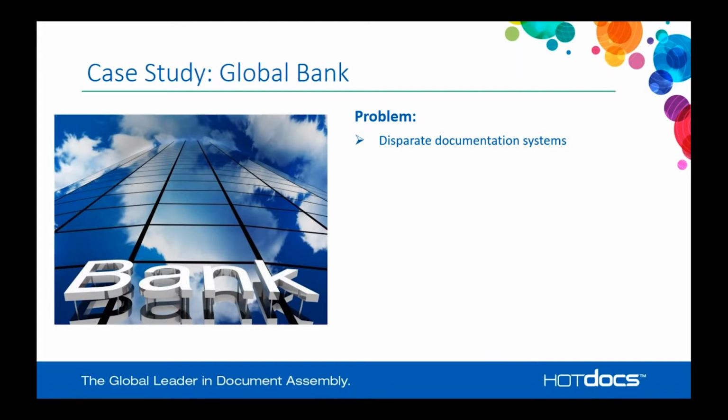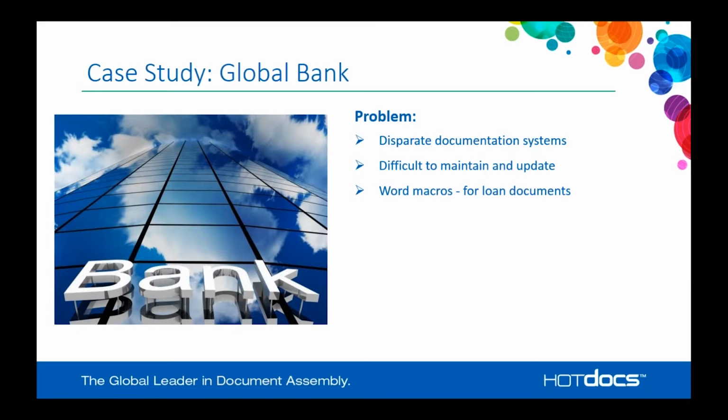So I want to talk about a case study of a specific global bank. And so let's start out talking about the problem that they had, which falls really well in line with what we were talking about, those three common problems that you have. So the first thing is they had disparate documentation systems. This is a global bank, a top 5 bank, who had different business areas creating documents in different ways. And so that led to some pain points.